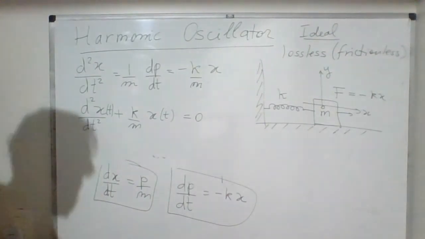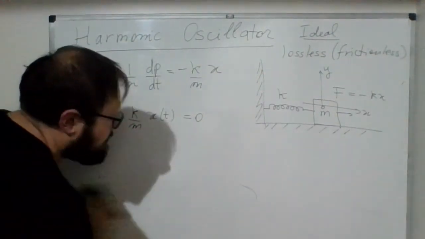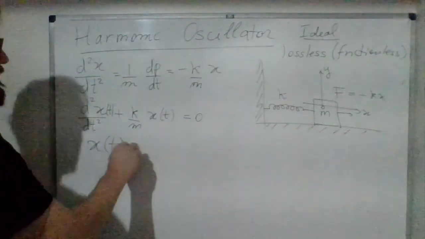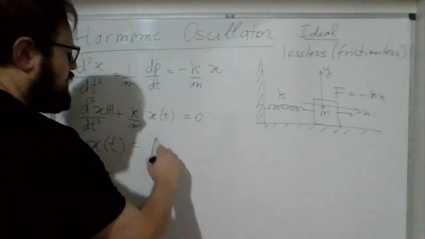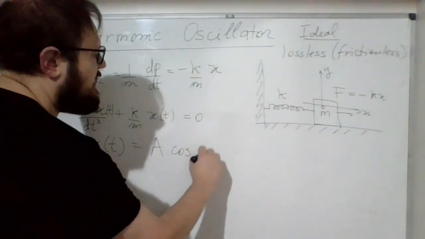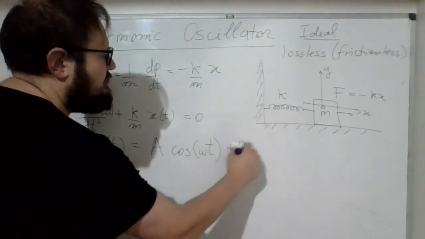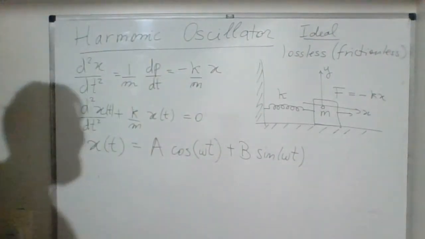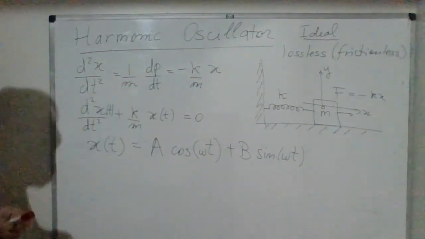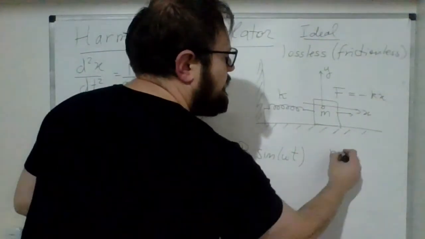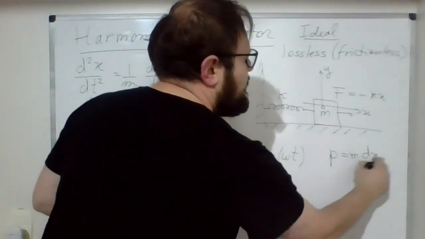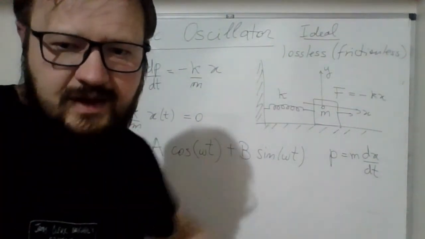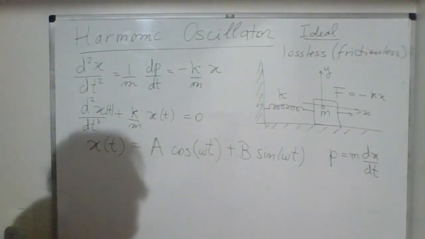This equation has an easy solution, all right? So x as a function of time t can be written as some constant a cosine of omega t plus some constant b sine of omega t. And now you can just calculate momentum. So momentum is mass times the time derivative of the position, and you can insert two initial conditions.